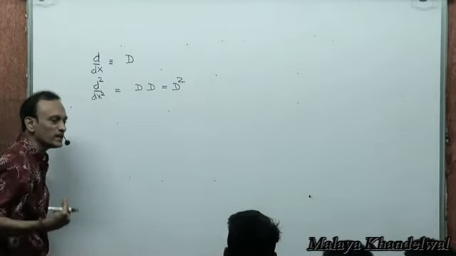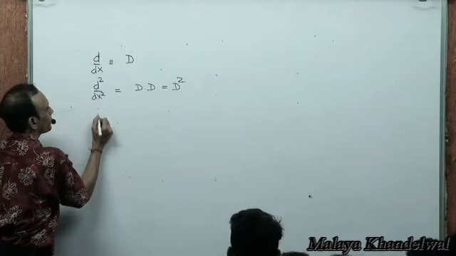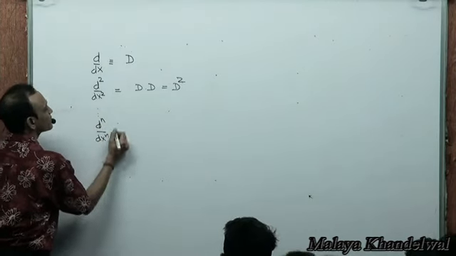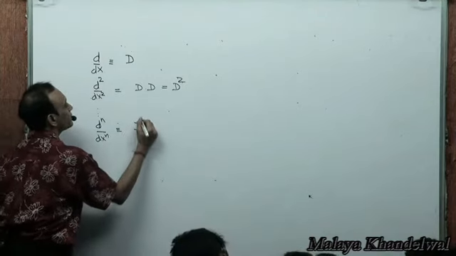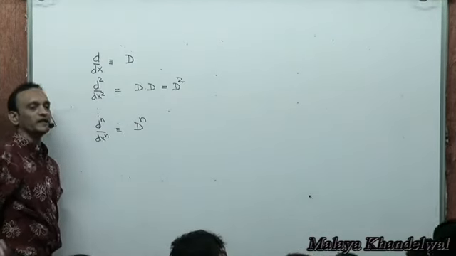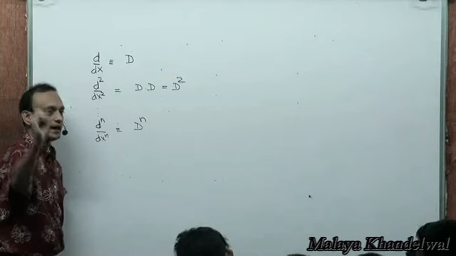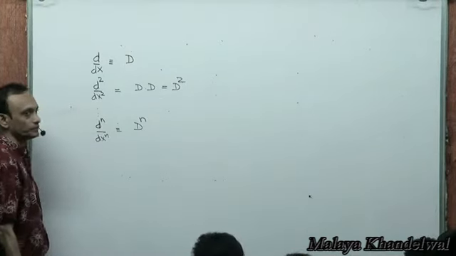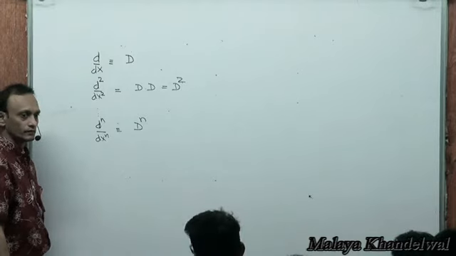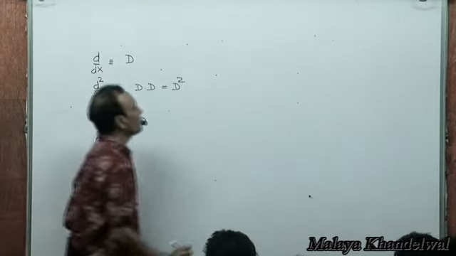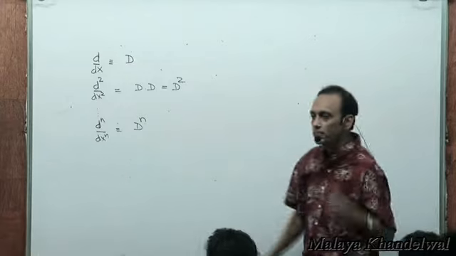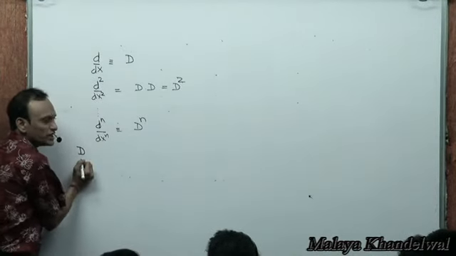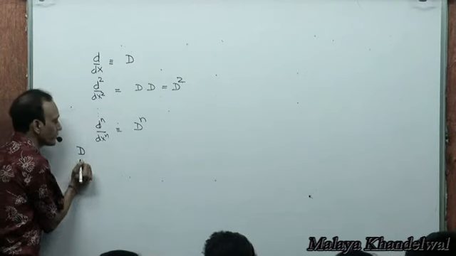Similarly, the nth derivative with respect to x is like D acting n times. We call it D acting on D, acting on D, and so on and so forth, right? That's the symbolism that we use. Now, D is essentially a differentiation operator, right?